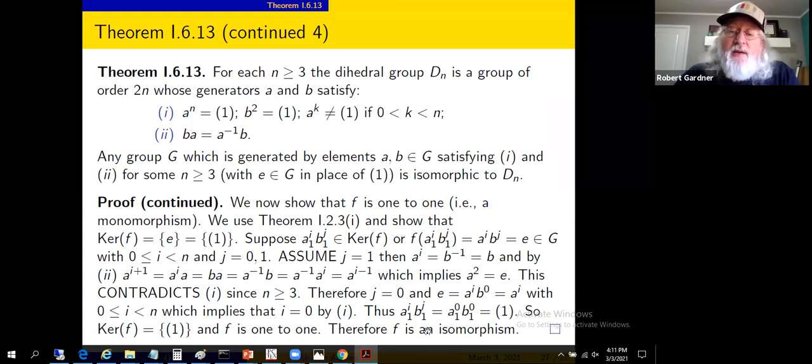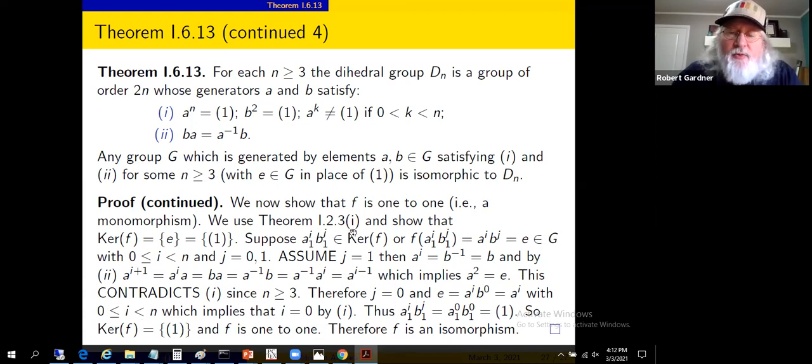So it must be that I and J are 0. We chose this element of the dihedral group, A sub 1 to the I, B sub 1 to the J. That thing must be A sub 1 to the 0, B sub 1 to the 0. Must be the identity in the dihedral group. So the kernel of F consists simply of the identity element of the dihedral group. The kernel of F consists only of the identity.